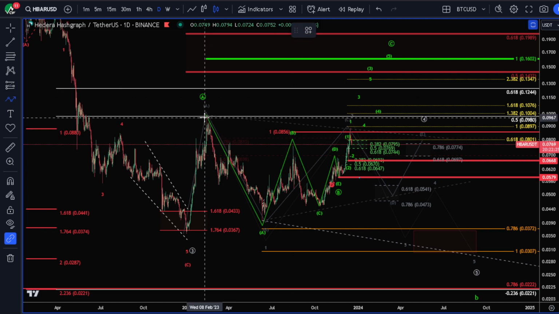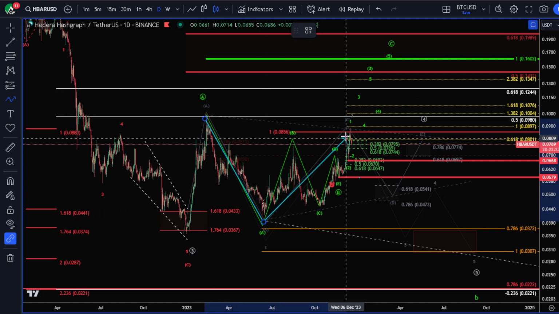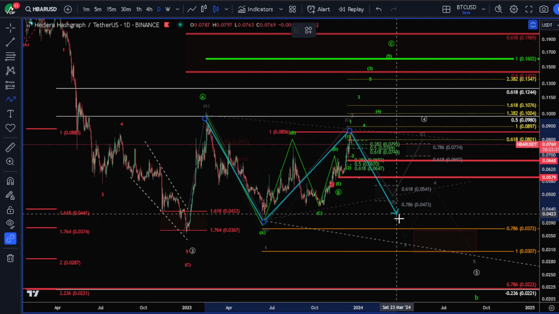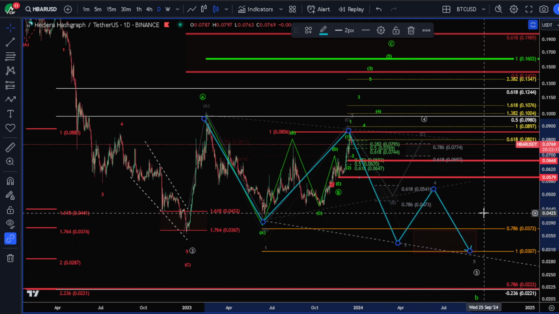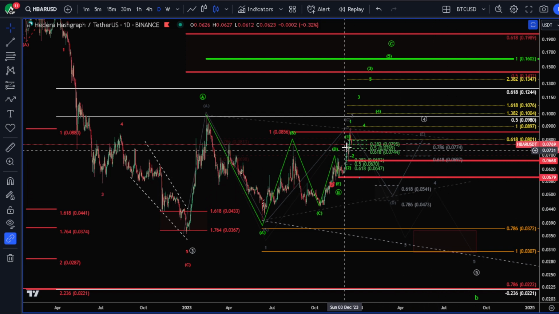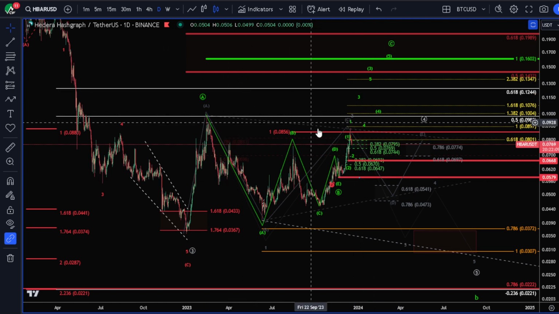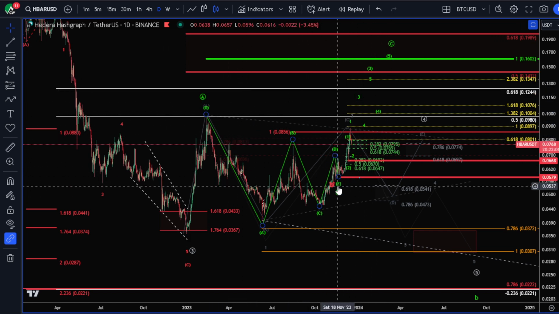Alternatively, this 3-3 is just a wave 1 and a 2 and an ending diagonal, like so. So those are the two bearish patterns I'm tracking. But as of right now, we're still in this bullish market structure, and this is my primary count for the upside.